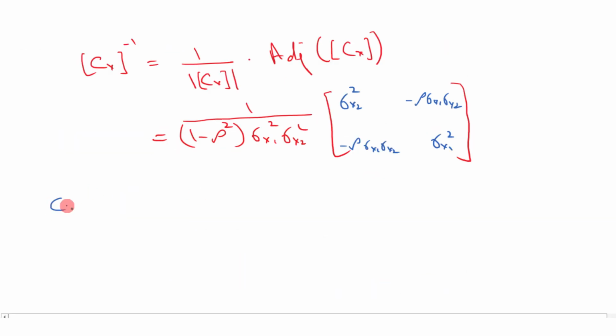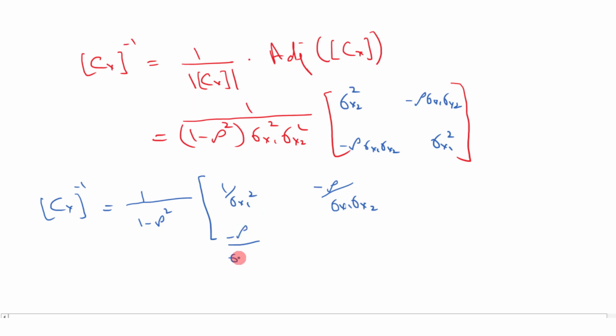Now this Cx inverse will be equal to, I am taking this term inside this matrix. If you multiply this term with this sigma x2 square, the sigma x2 squares will be cancelled, and the remaining term will be 1 minus rho square into 1 over sigma x1 square. Here you will have minus rho over sigma x1 sigma x2, because the sigma x1 and sigma x2 will be cancelled, whereas here you will have minus rho over sigma x1 sigma x2, and here you will have 1 over sigma x2 square. This is the inverse of your covariance matrix.